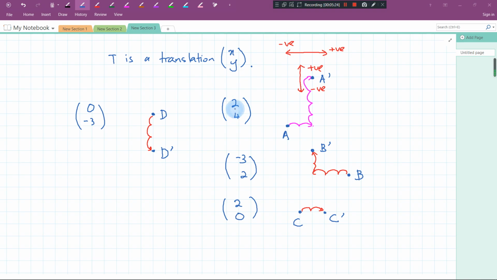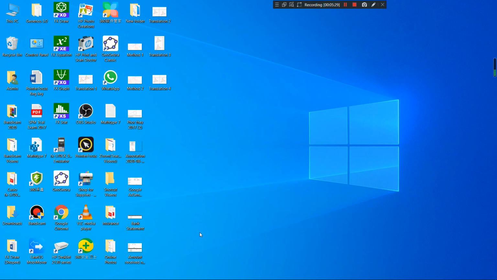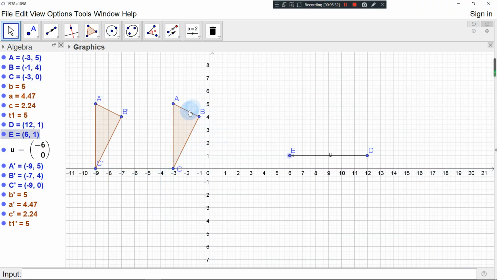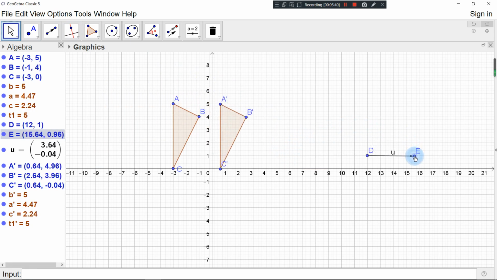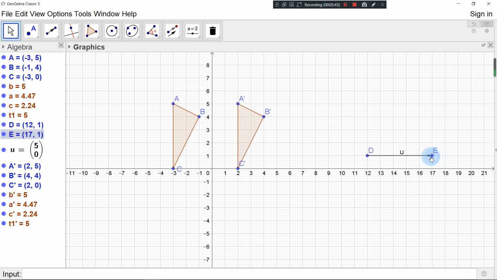Besides describing a translation this way, we also can use an arrow to describe it. For example, now I have a vector here. When you look at this arrow pointing right, and how many units? 1, 2, 3, 4, 5. This actually means that you have to move your object 5 units to right and just stay there. You don't have to move up or down. So this is actually a translation of (5, 0).